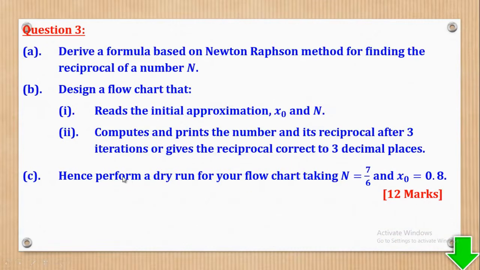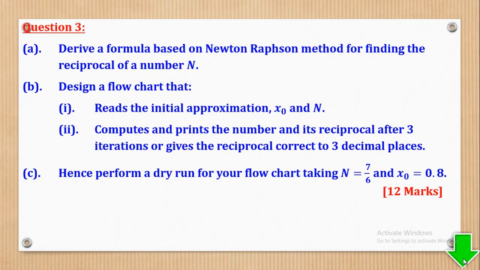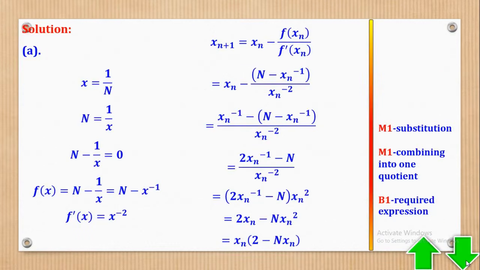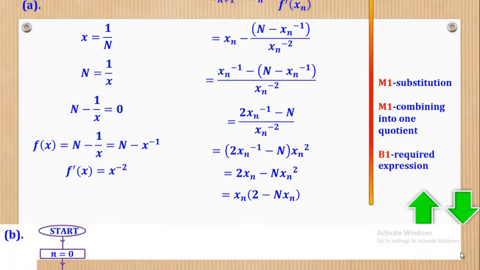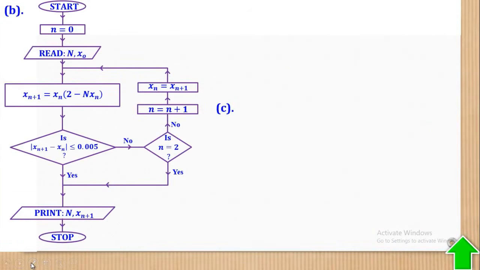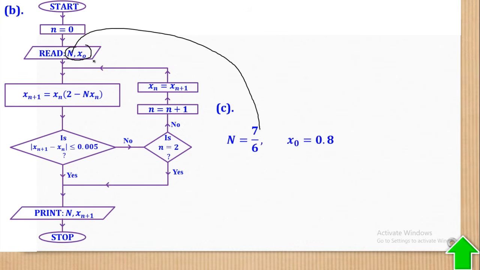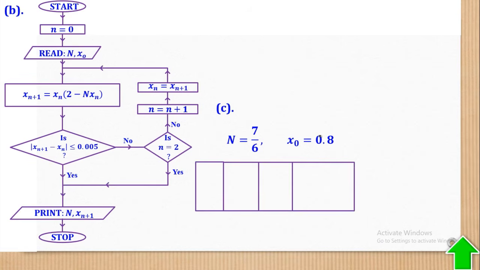Part C says, hence perform a dry run for your flowchart taking capital N equal to 7/6 and x naught equal to 0.8. So before tabulating, look at this read. They want you to read capital N and x naught, so that's what you first quote, and you say capital N is 7/6 and x naught is 0.8. After that, you go ahead and tabulate.